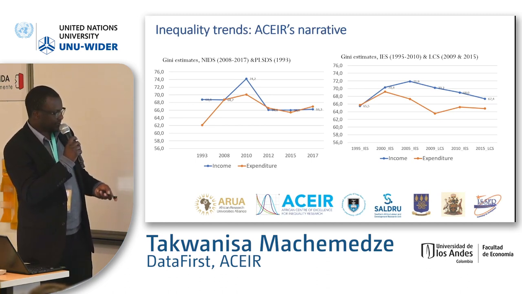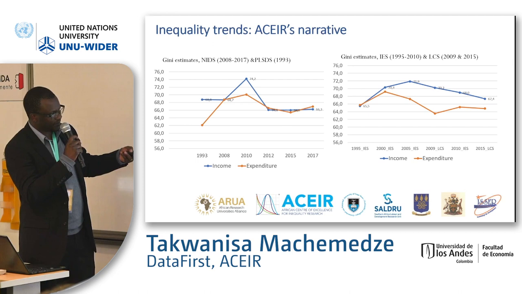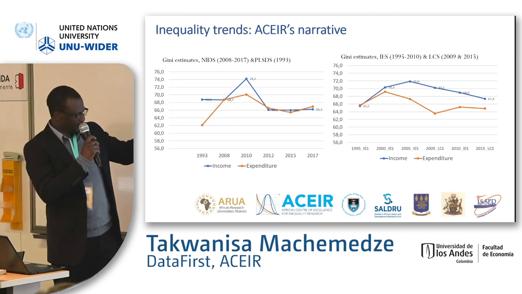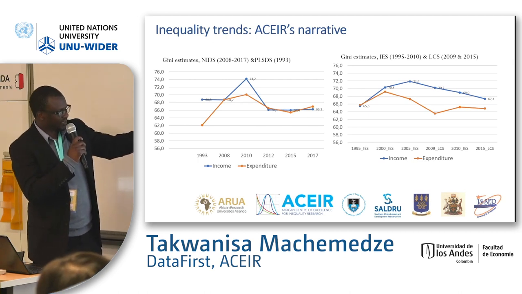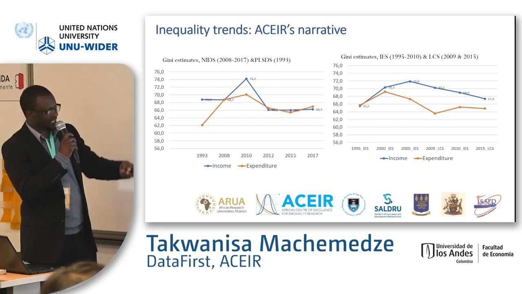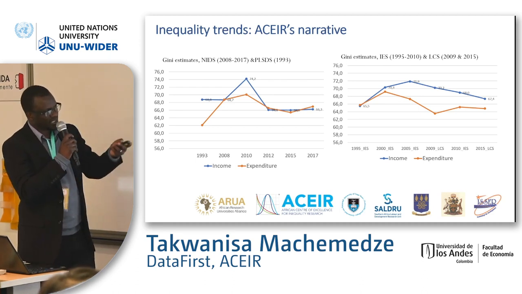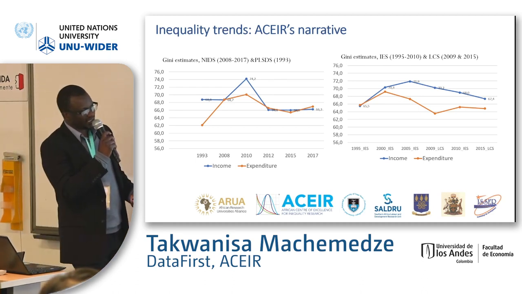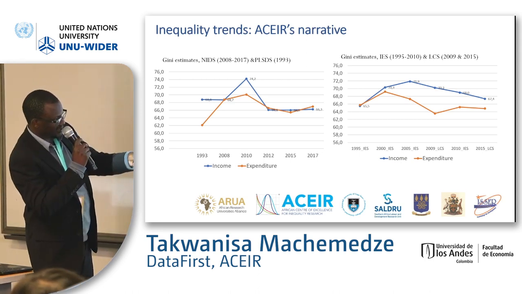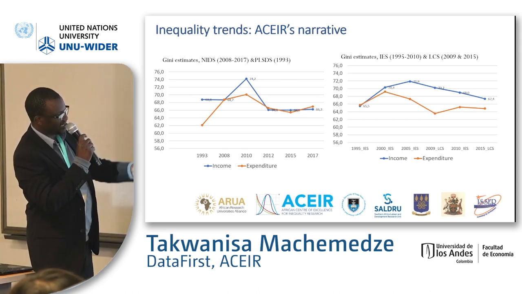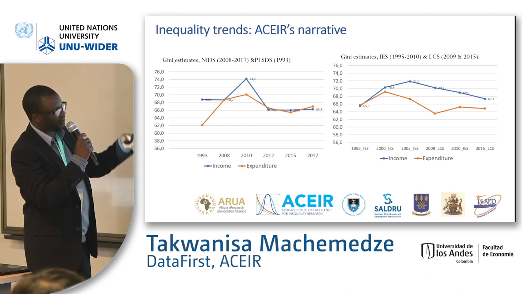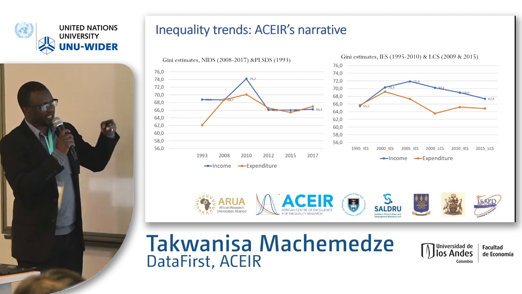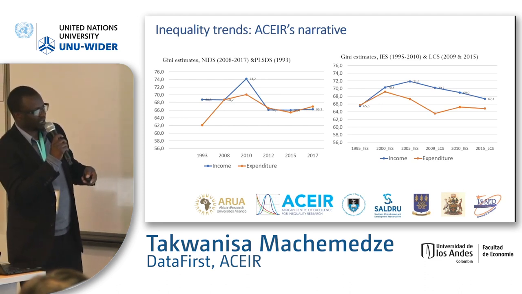These are Gini estimates from income, and when you compare the pattern against expenditure, we observe roughly from 1993, when looking at income inequality, a general decline from 68.8 to 66.3. And again, other than the 1995 one, we have the same story where income inequality is also falling over time.